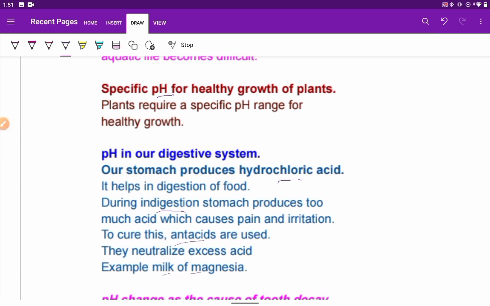We have studied neutralization reaction in which an acid and a base react to form salt and water. So the excessive acid which is caused in the stomach can be neutralized by using some antacid. Milk of magnesia is magnesium hydroxide. It is a mild base. It is used for this purpose.